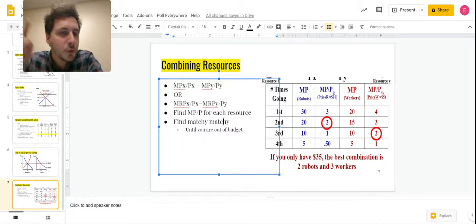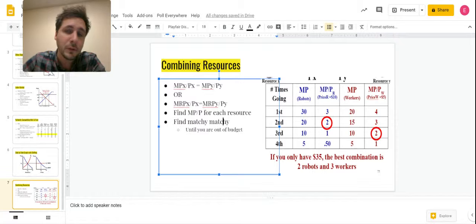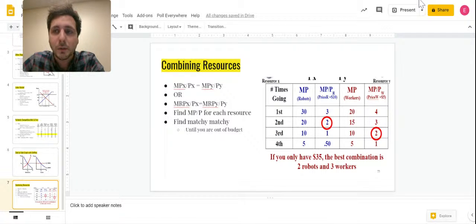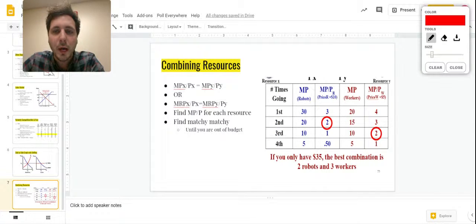So the goal, first, you find the MP over P for each of the resources. Then you find the matchy-matchy, and then you ask the question, do I have enough money for this? So the answer is already there for you, but I'm going to show you how I got there. I know that robots are priced at $10 a piece. I need to find my marginal product, which is here, over price. So I simply take MP, 30, over my price of 10, and that gives me an MP over P of 3, right? And that tells me how much marginal product per dollar I get from using that first robot.